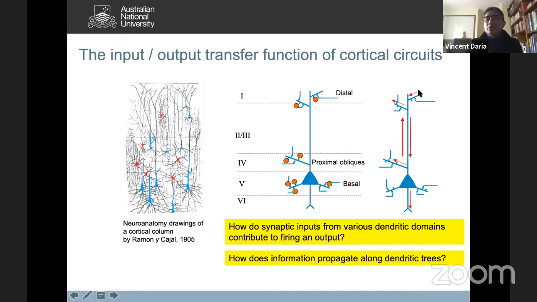So if you receive an input somewhere around here, how does this information flow down towards the neuron, and how does that information drive a neuron to fire an output? Those are the things that we're trying to understand. How does information propagate along the dendritic trees? Perhaps later on, as I go along through this talk, you will understand how these neurons are actually operating as computing units in our brain.